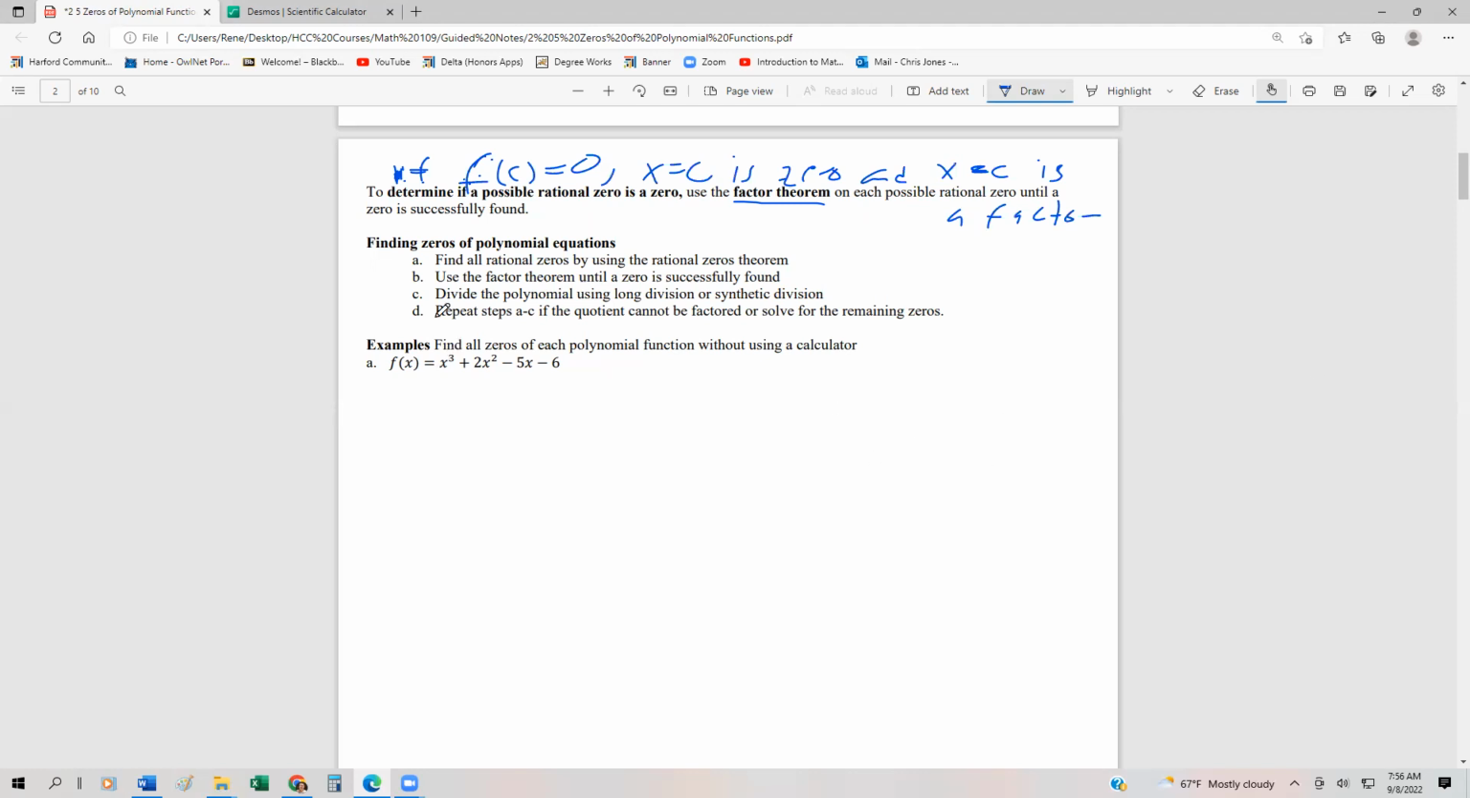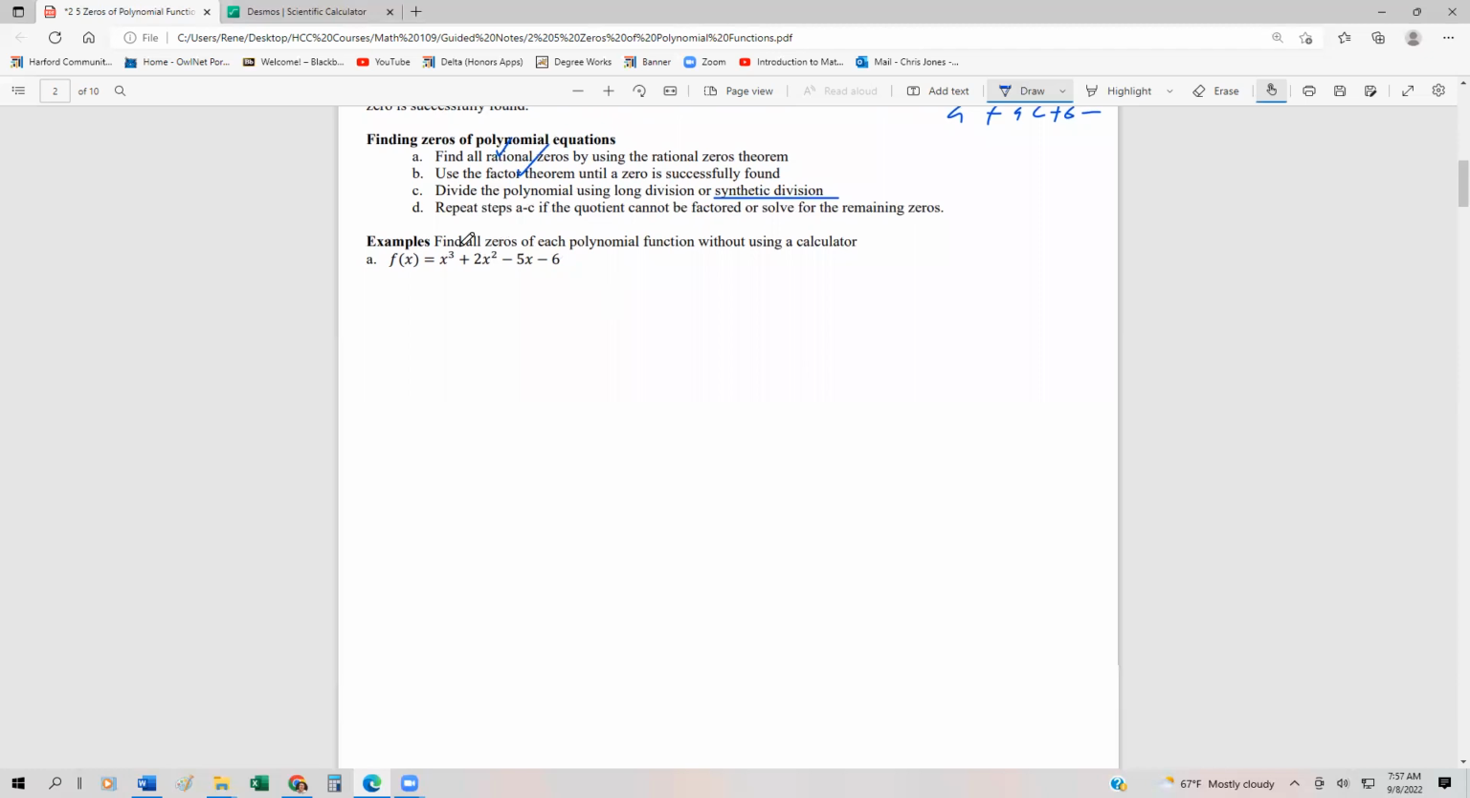In these examples, we're going to find all the rational zeros. We're going to use the factor theorem, and then we're going to divide the polynomial using mostly synthetic division. If for some reason we can't factor the remaining polynomial, we'll just use the same process again. So we want to find all the zeros of the polynomial function without a calculator. We have x cubed plus 2x squared minus 5x minus 6.